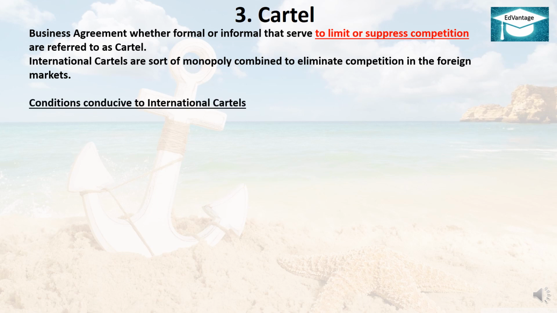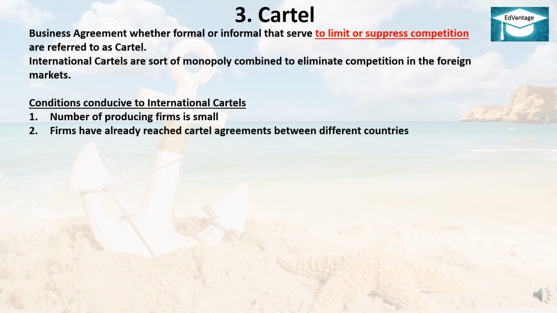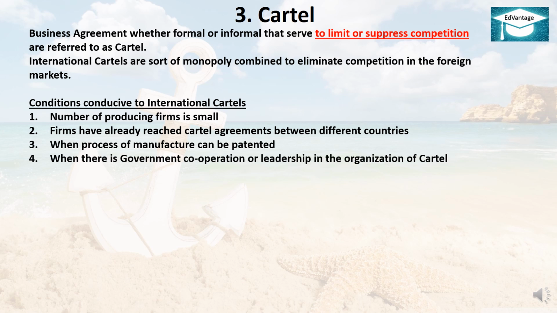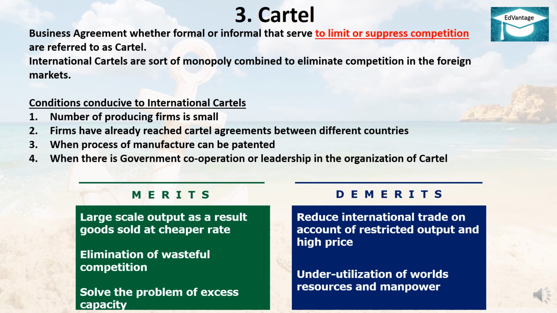Conditions conducive to international cartels. Number of producing firms is small. Firms have already reached cartel agreements between different countries. When the process of manufacture can be patented. When there is government cooperation or leadership in the organization of the cartel. The merits and demerits of cartel are listed below.